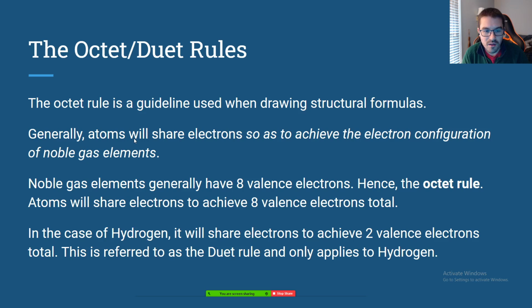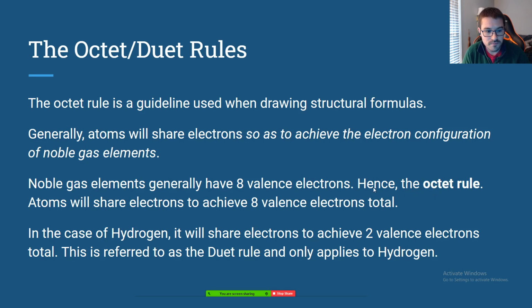Generally speaking, atoms will share electrons so as to achieve the electron configuration of noble gas elements. Do you remember us talking about how ions gain or lose electrons? They're always trying to get to that 8 valence electron situation. Same story here with covalent bonding. Noble gas elements have 8 valence electrons, and hence this is called the octet rule.